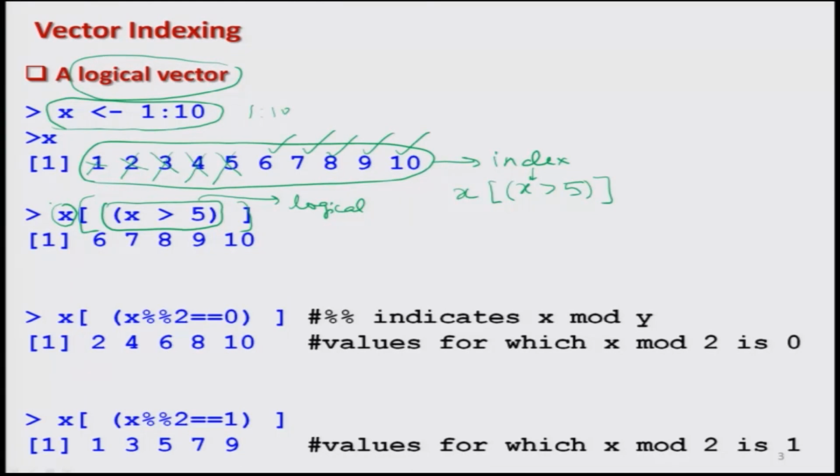So, when I write down this x, it is saying that please try to find out all the values assigned in the x vector which are greater than 5, and this gives us an answer 6, 7, 8, 9 and 10. So, let us try to do this in the R console.